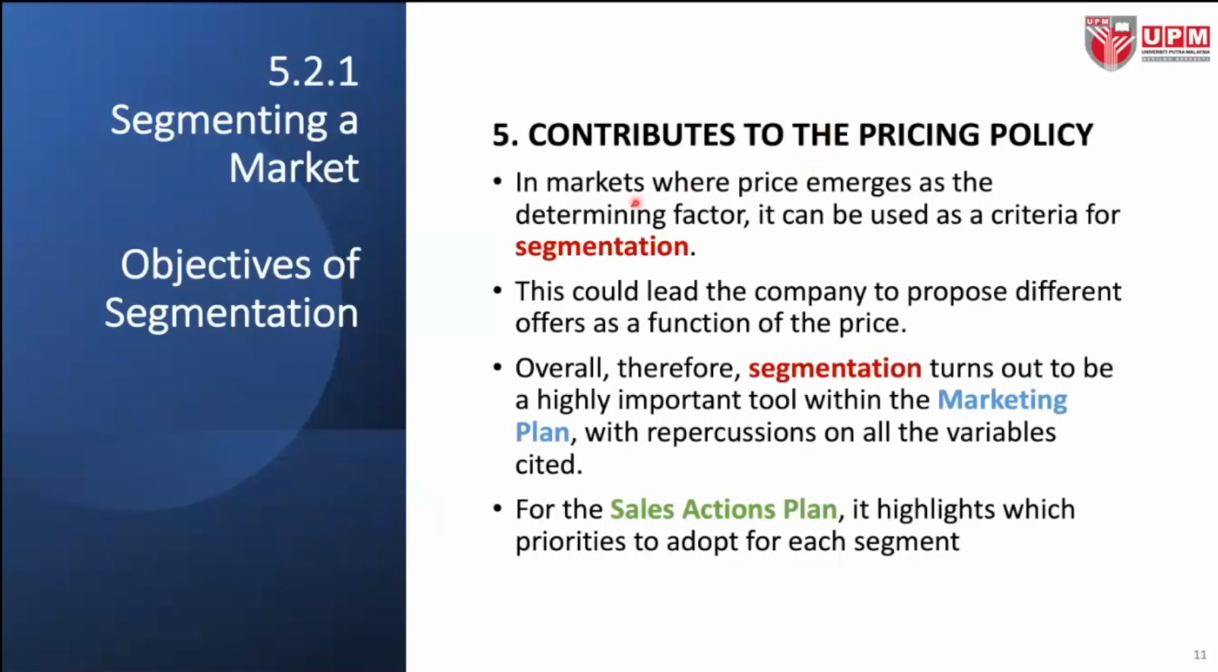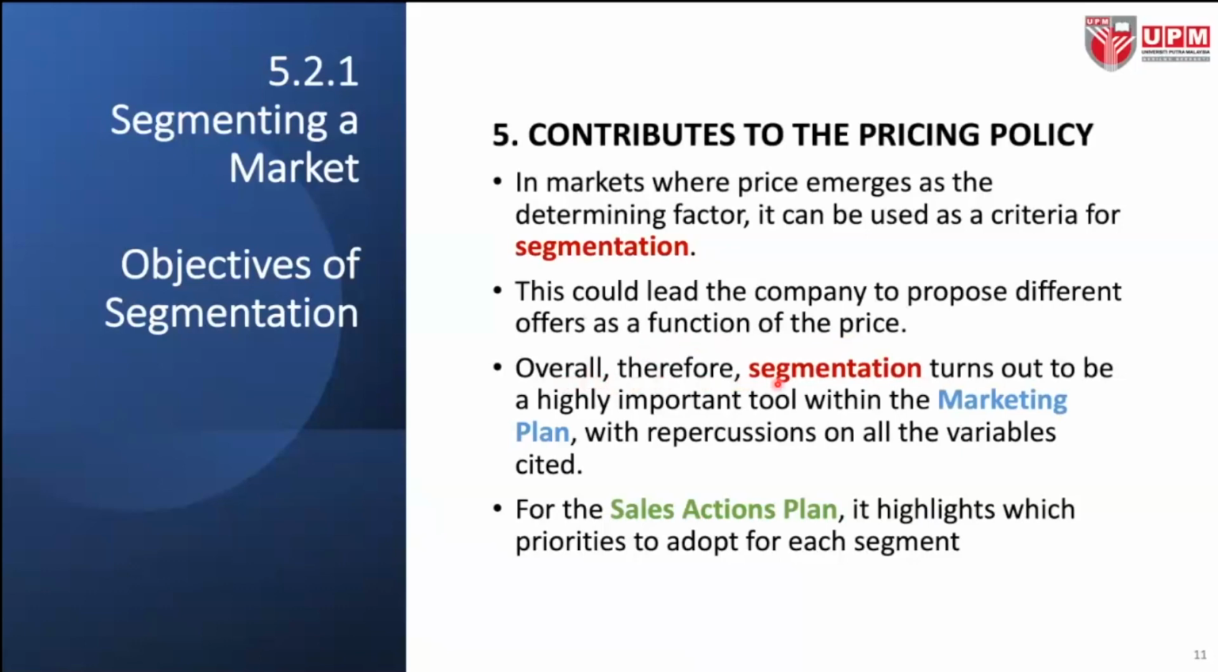So basically, in markets where price emerges as the determining factor, meaning that in terms of technicality and quality it is the same, eventually the pricing will determine which one the customer wants to choose, right? So that's why it can be used as a criterion for segmentation. This could lead the company to propose different offers as a function of the price, right? You can have a premium package, or you can have a general entry level product.